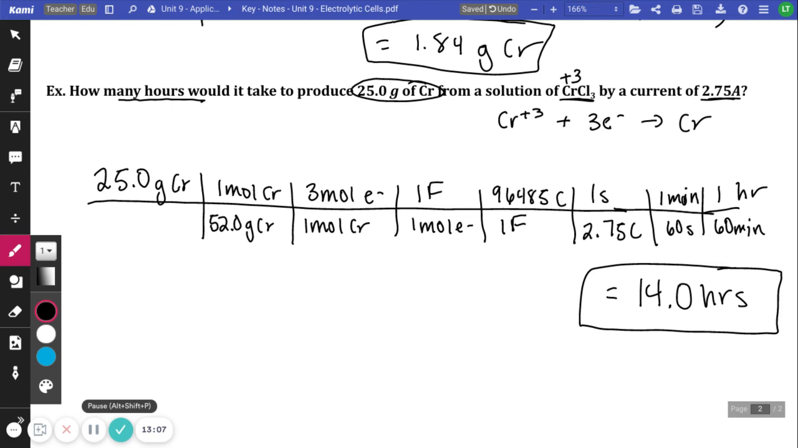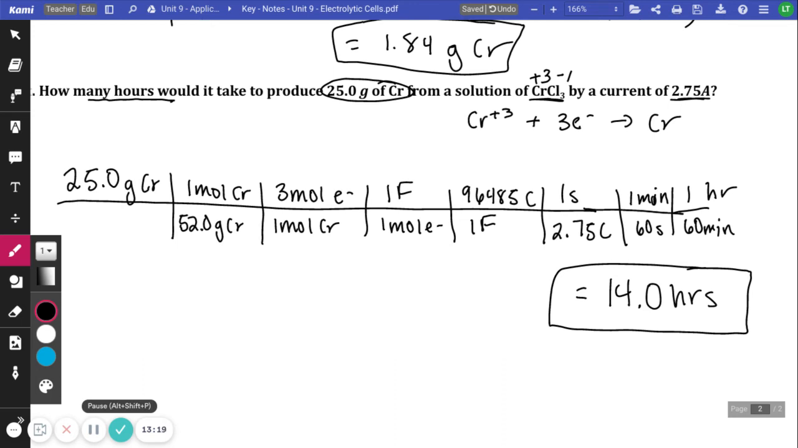Okay, so first thing we need to do is figure out our oxidation reaction here. So I have chromium +3, because Cl has a -1 charge and I have 3 Cls, so that gives my chromium a +3 charge. And I want to end up with just plain chromium. So that means that chromium +3 is gaining 3 electrons to become chromium. So this is my oxidation reaction. All right, I'm sorry, my reduction reaction. Reduction is gain of electrons. I have no idea why I said oxidation.